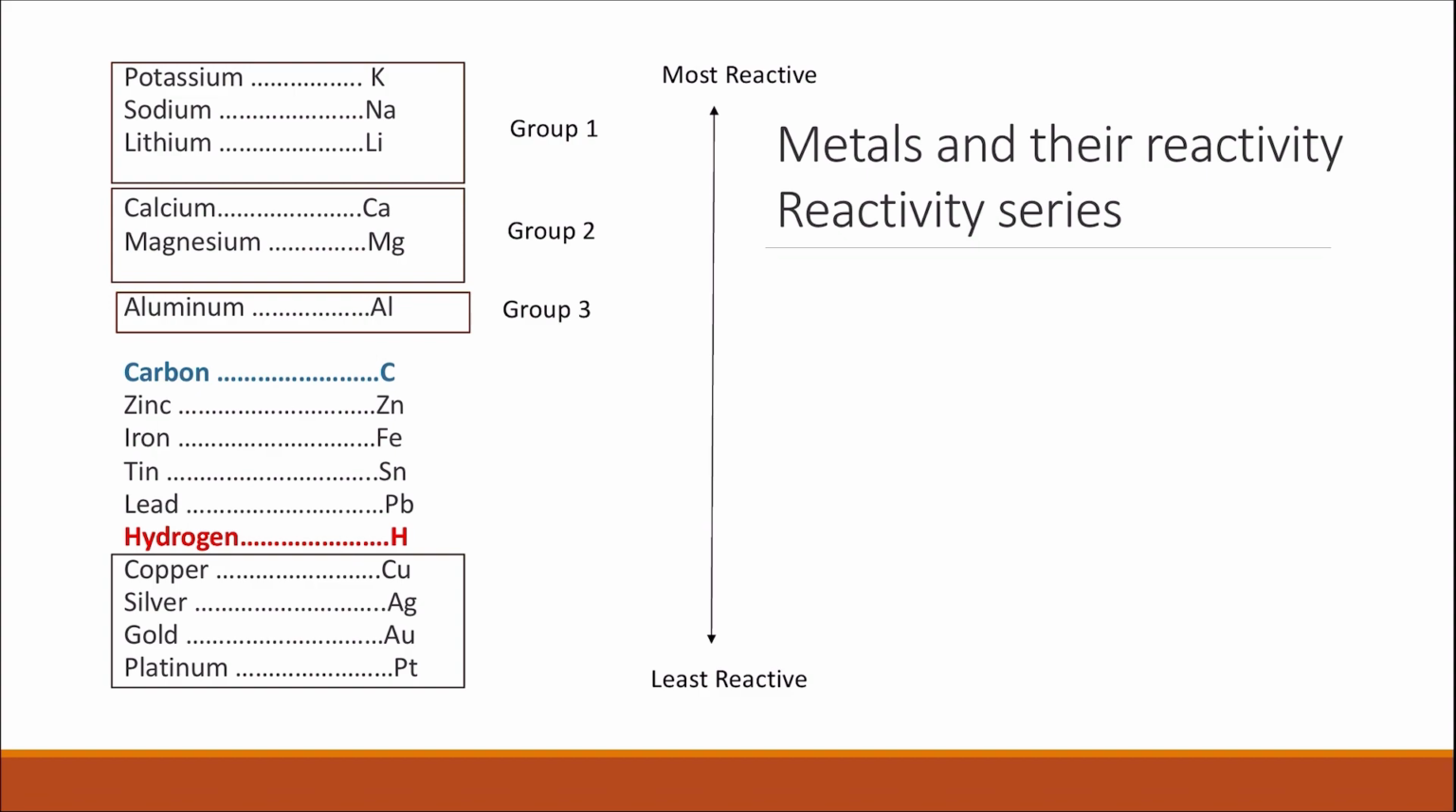Probably the middle ones, iron, tin, and lead, are the ones that you need to remember. Iron is the only one which is a transition metal. The other ones are not. Tin and lead are group 4 elements.